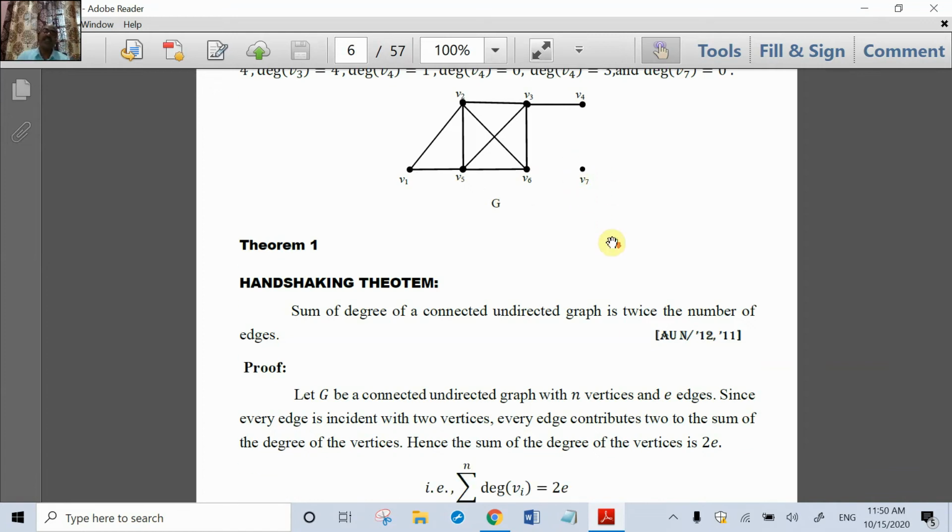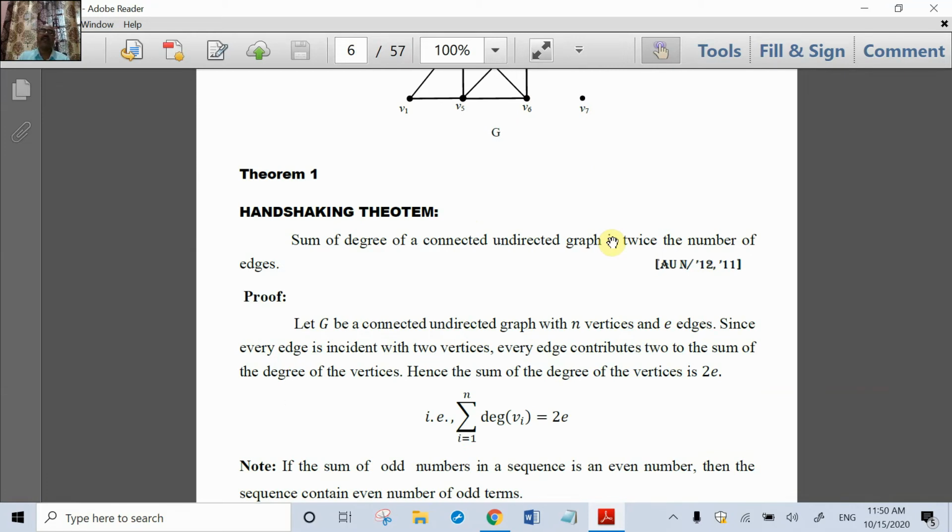Okay. Now, first theorem, basic theorem, the handshaking theorem. Sum of degrees of a connected undirected graph is twice the number of edges.